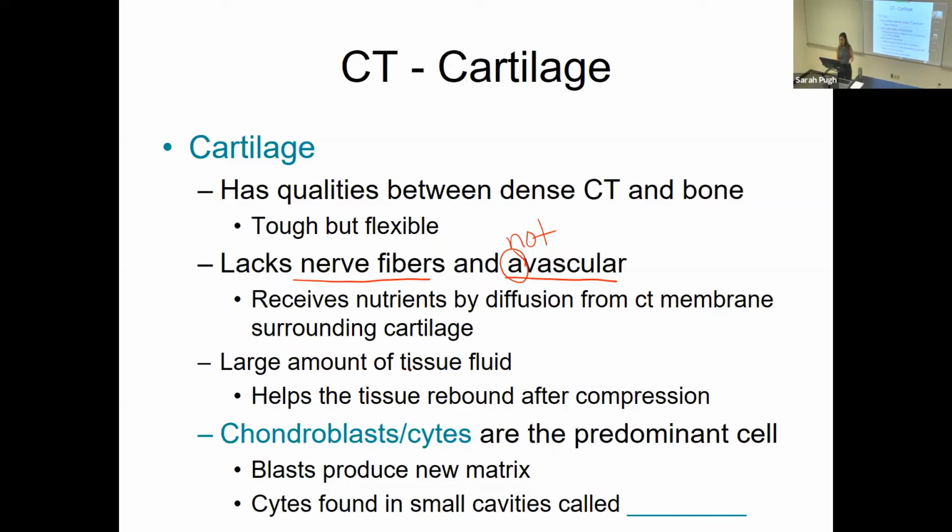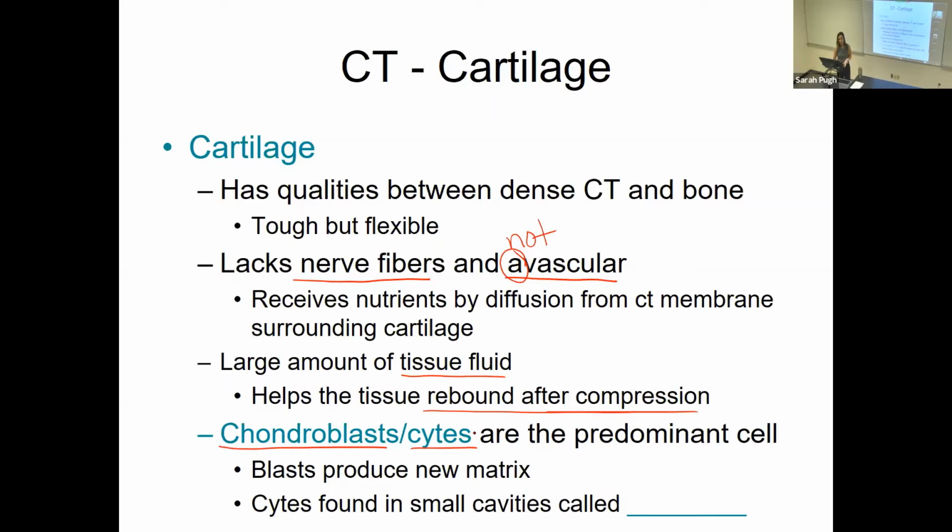There is a lot of fluid in your cartilage, and that's really important because the extra fluid in cartilage helps your cartilage rebound once it's been compressed. So think of like the meniscus in the knee, right? It has a lot of fluid in there so that as you're running and jumping, it is getting compressed, but it'll rebound. Now remember, the type of cells that are in cartilage are chondroblasts if they're immature, and chondrocytes if they're mature.